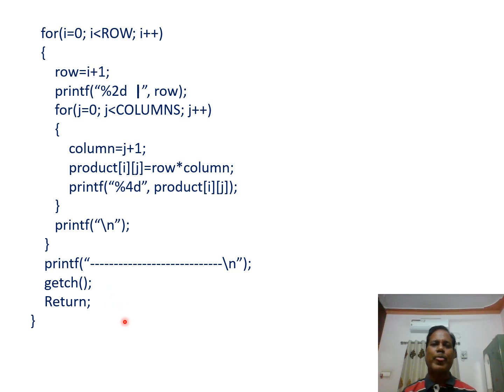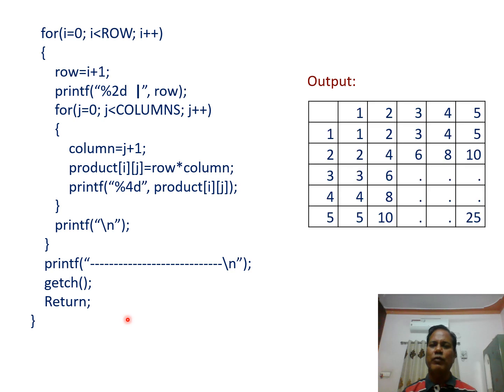When we run this program, we get the output like this one. So just observing this line, we printed the rows, column line and data in this one. So in this way, using a two-dimensional array, we can print a multiplication table.